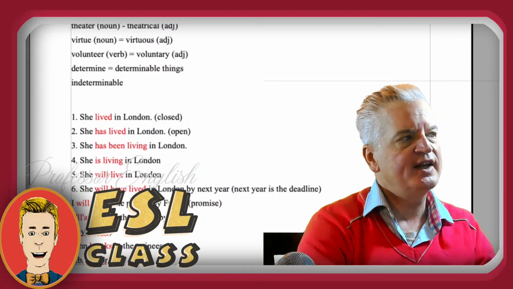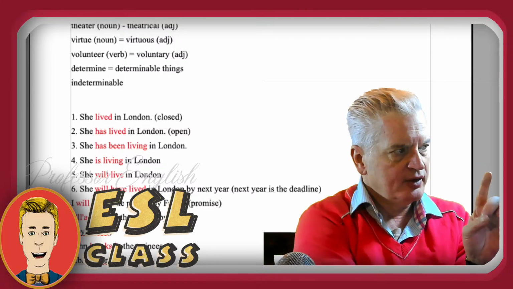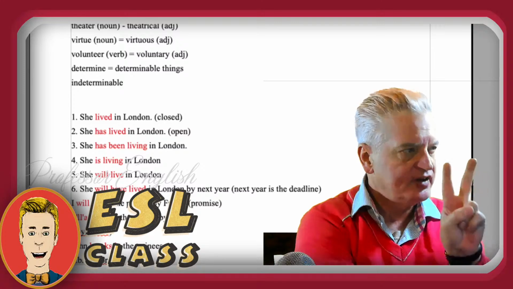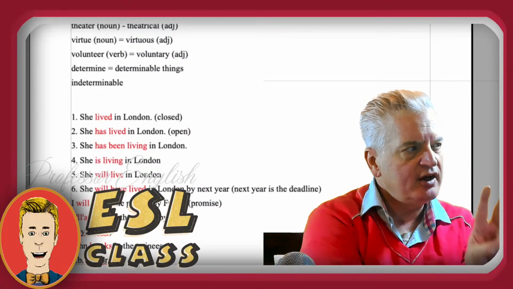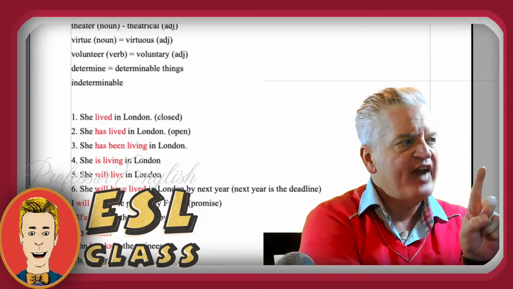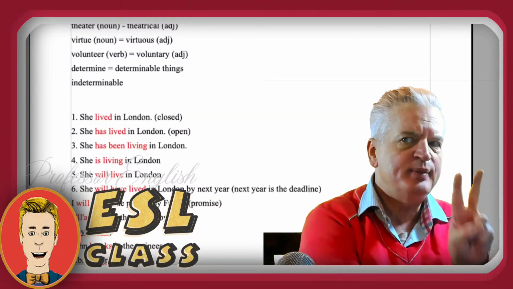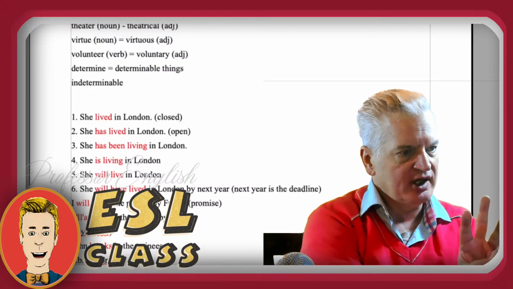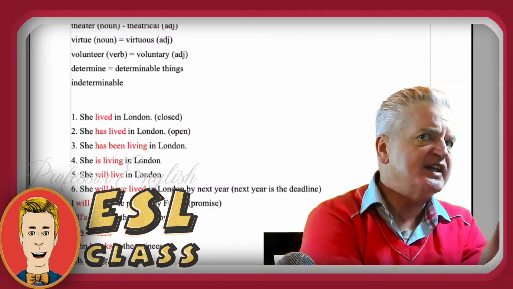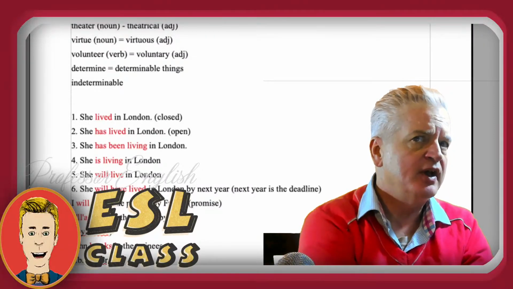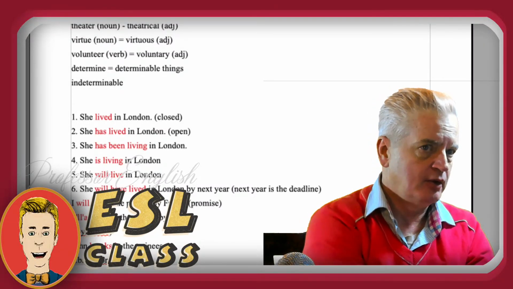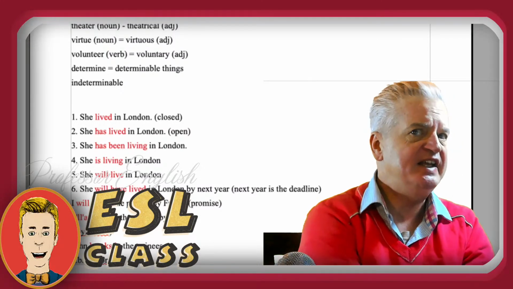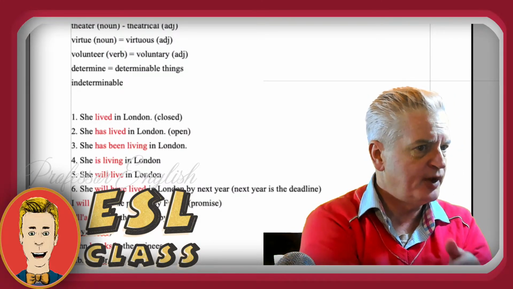Because if you say, we've got a new element. Okay, number 2 is has lived. That means starting in past, lived, has, open. Okay, but we have a new element in number 3. We have has, that means open. We have been, that means started in past. And then we have ing, we have living. When you see ing in a verb, that means in the moment. Okay? If you say was living, that's a past moment. If you say is living, that's a now moment, present moment.